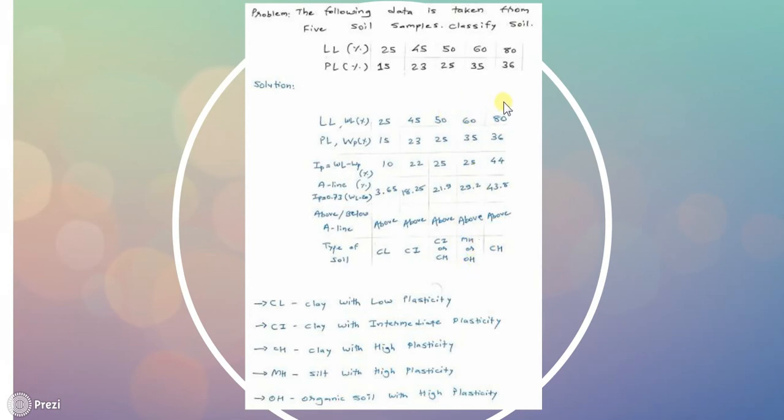In the last case, liquid limit is 80%, plastic limit is 36, so IP comes as 44%. The A-line value will be 43.8. So again, it will be above the A-line, and it is having liquid limit more than 50% and above the A-line, so it will be CH, clay with high plasticity. Let us go to the next problem.